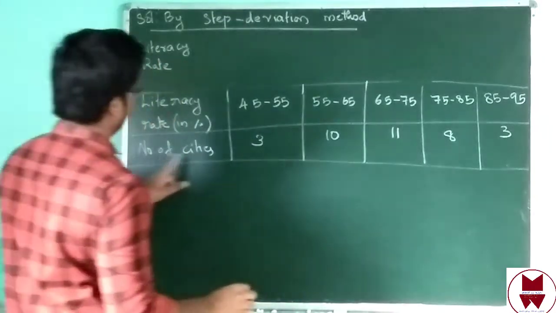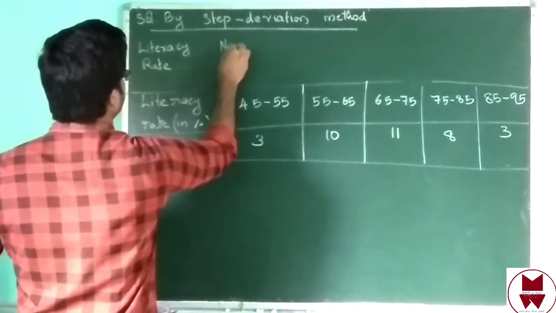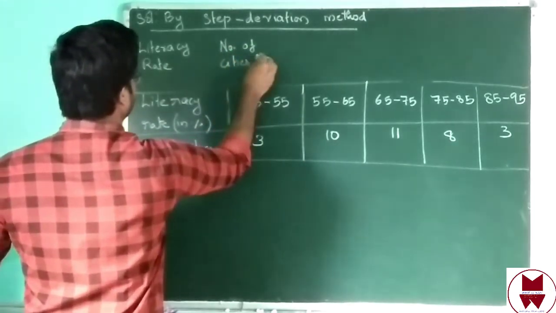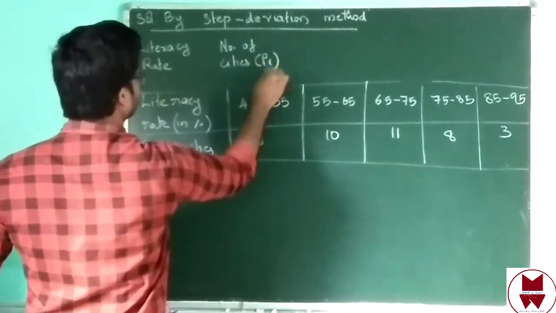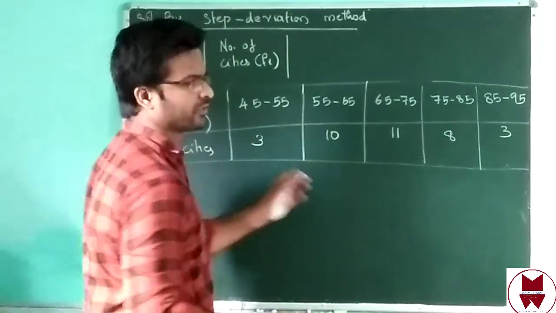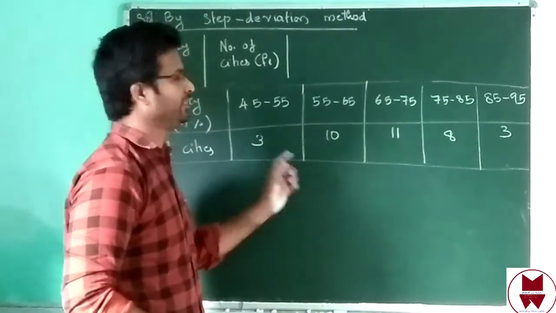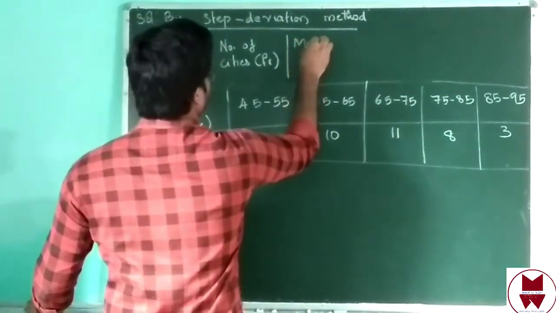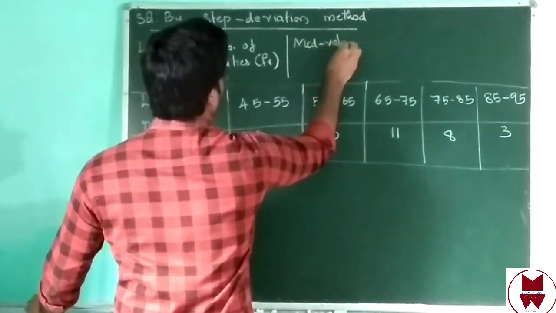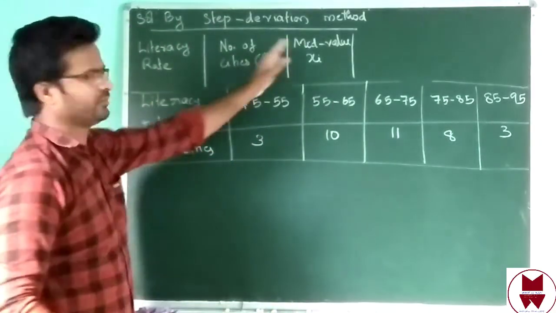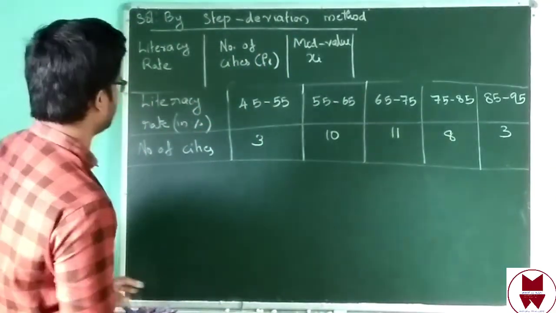The next column is the number of cities. That will be fi. Then what will we write next? For all the questions we need a third column, the mid value, that is xi. These three columns are compulsory for all the questions.